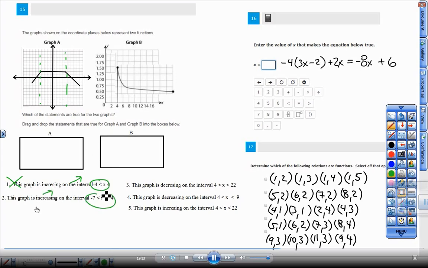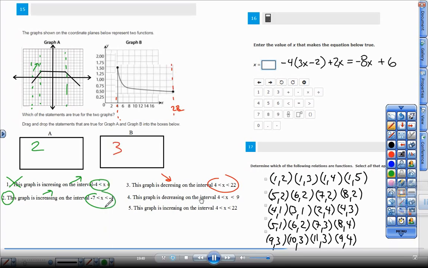Next one, increasing going up from -7 to -4. I could see that one applies to graph A, so I'm going to put a 2 in here. Decreasing from 4 to 22, there's no 22 on here, does not apply. Decreasing going down left to right from 4 to 22, so I'm going to put a 3 in box B.